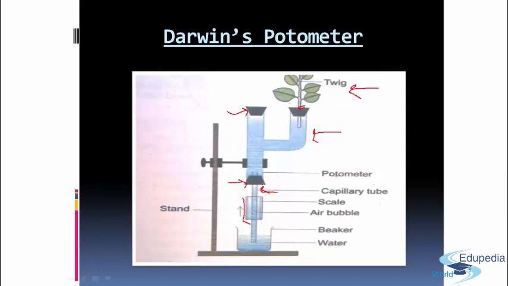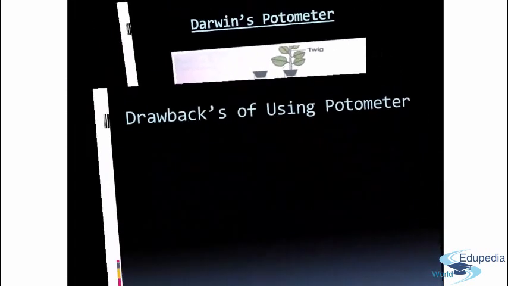So Darwin's potometer also uses the technique of generation of an air bubble, but as compared to Ganong's potometer, it is more simple and easy to use. Okay, these were the two potometers which are used for transpiration. See, although weighing methods can also be used for transpiration, it is better to use either Darwin's potometer or Ganong's potometer. Now, although we have studied how these potometers work, we will discuss the drawbacks of the potometer.